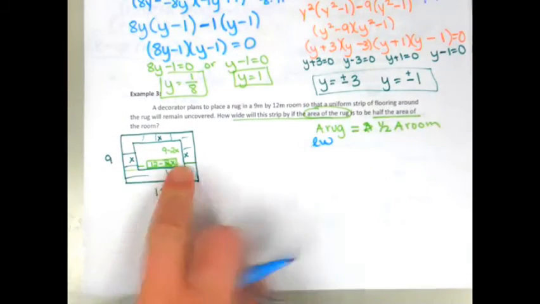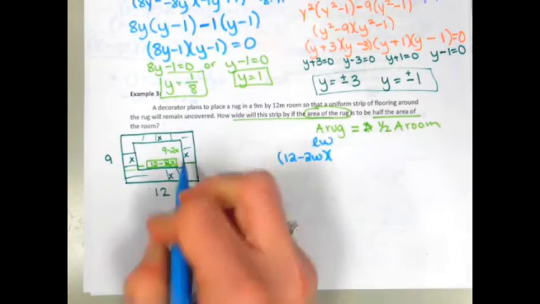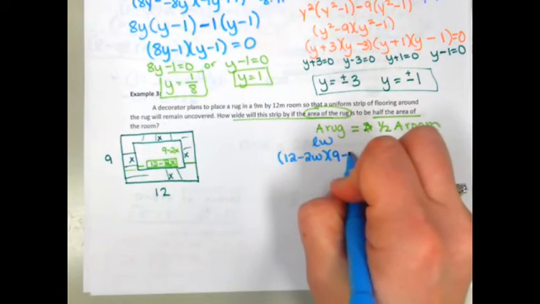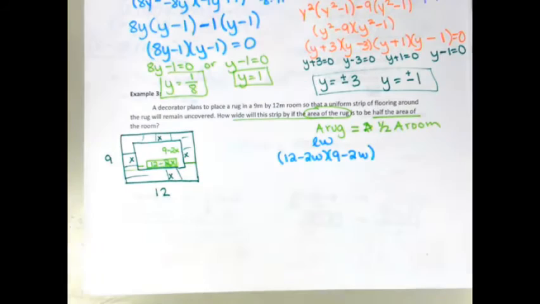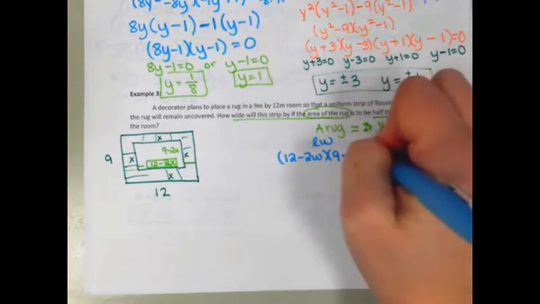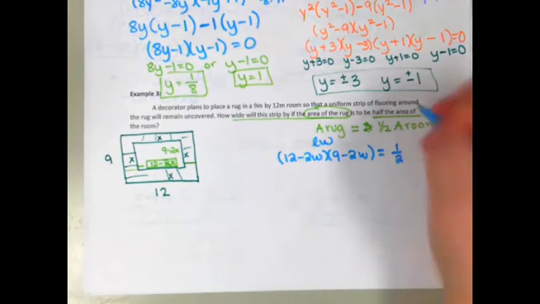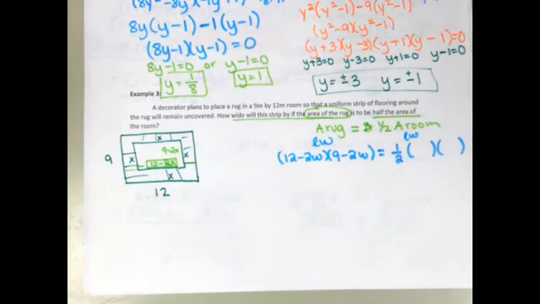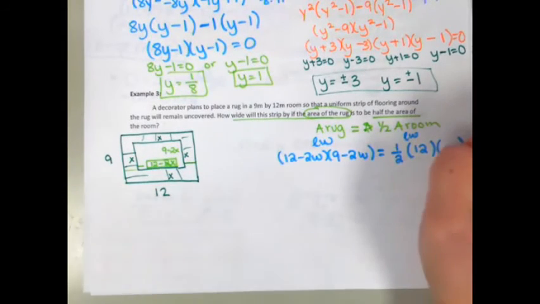So my length is 12 minus 2W. My width is 9 minus 2W, or I guess X. I don't know. I changed it from X to W for some reason. Sorry. Equals 1/2. What's the area of my room? Length times width again, right? What's the length of my room? 12. And what's the width of my room?